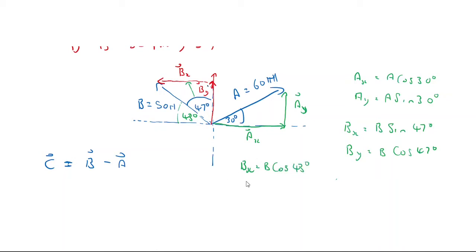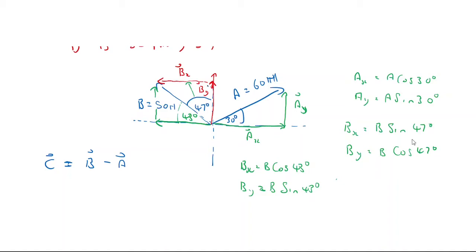Hopefully you can see the difference. So if you use the 47, it is sine. If you use the 43, it is cos, because the x component here is adjacent to the angle 43 degrees. It's just next to 43 degrees. But the y component is actually opposite the 43 degrees. So therefore, this is by. It's going to be b sine of 43.